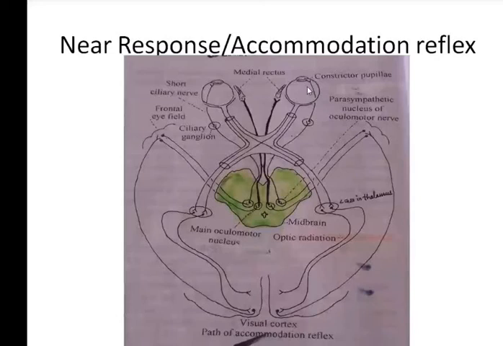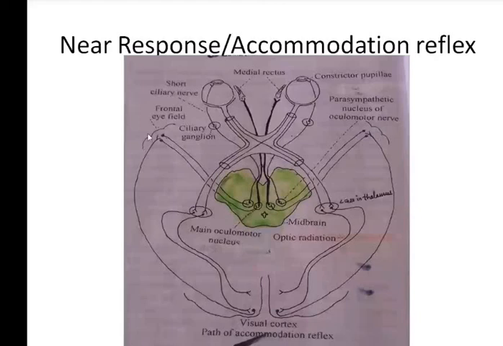When you see the near information from the retina, this is going through this pathway, this optic nerve, then optic chiasma, isn't it? Then from here, the information goes to the optic tract and the lateral geniculate body, and then the optic radiation, isn't it? Visual cortex, and even from the visual cortex, the information is also going to the frontal eye field. Okay, this is the frontal eye field. This is present in the prefrontal cortex.